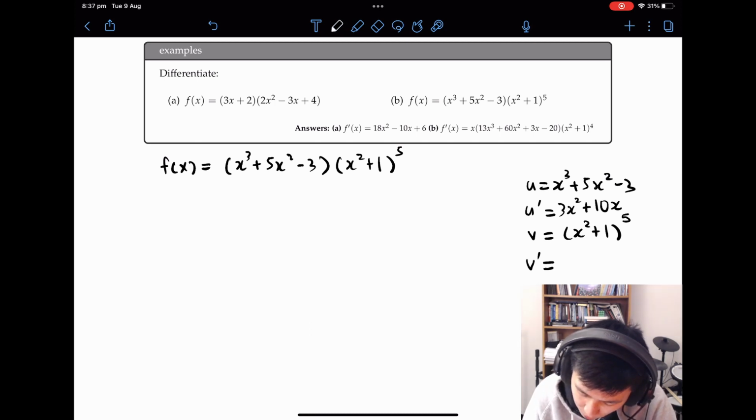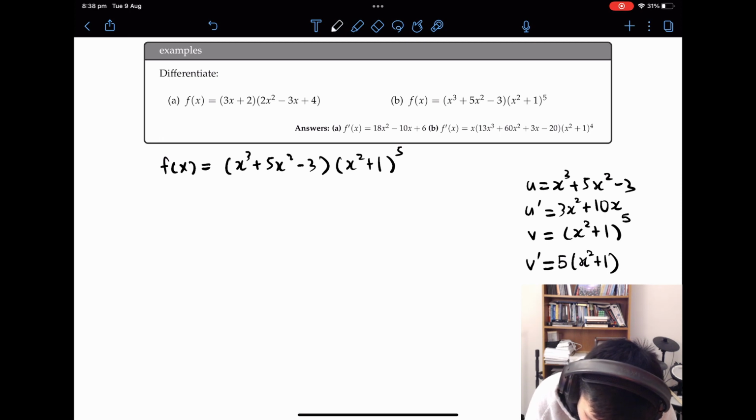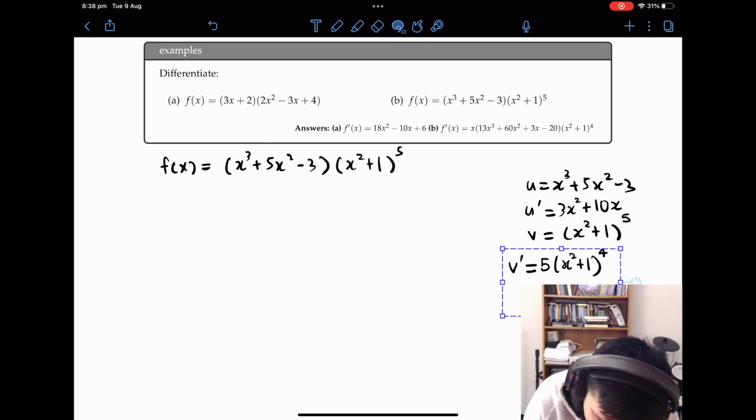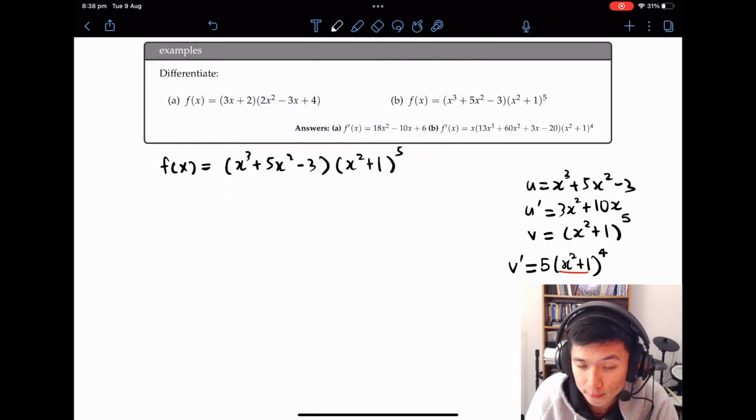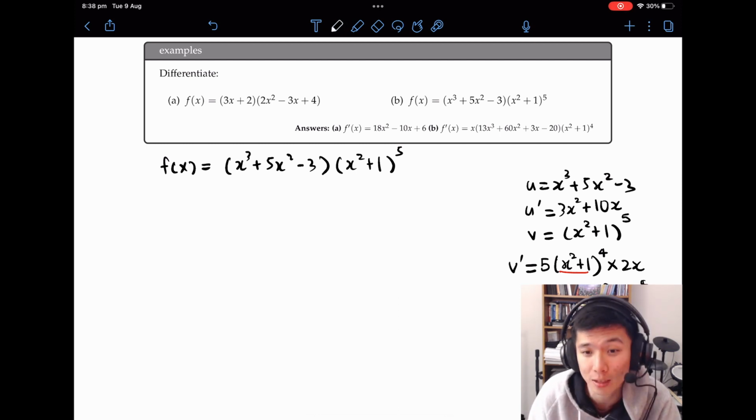When we differentiate v, we drag down the power, so the power goes to the front. We write the bracket exactly the same. We minus 1 off the power, as usual, and then we differentiate the inside. When we differentiate the inside function, we'll get 2x. And then the plus 1, when we differentiate plus 1, it disappears. So we multiply by 2x. And then we get 10x (x squared plus 1) to the power of 4. So I've just moved that 2x to the front.